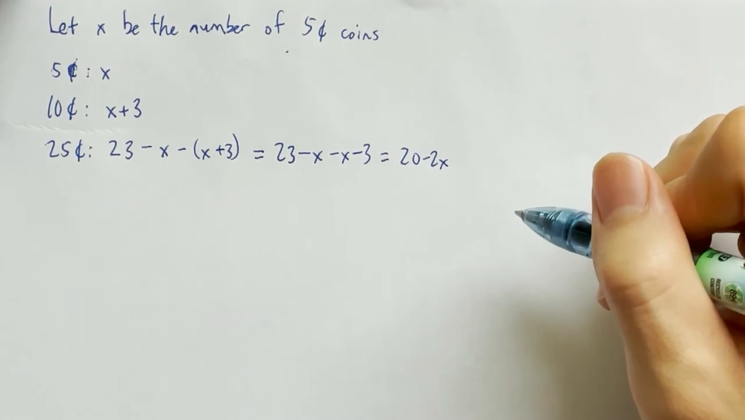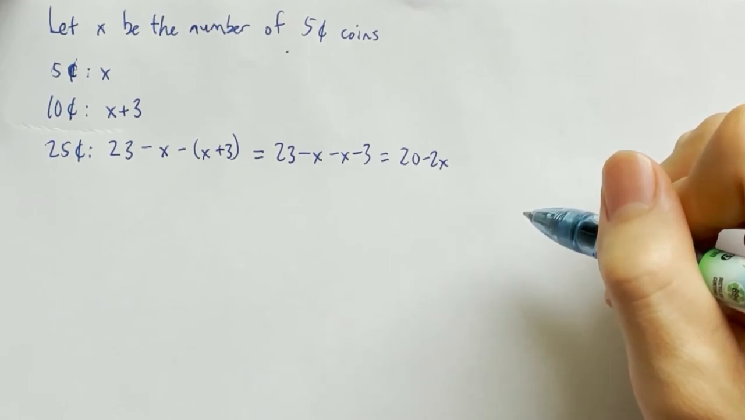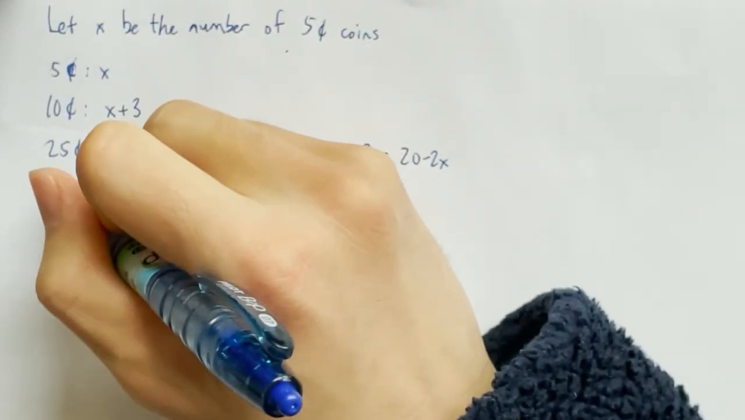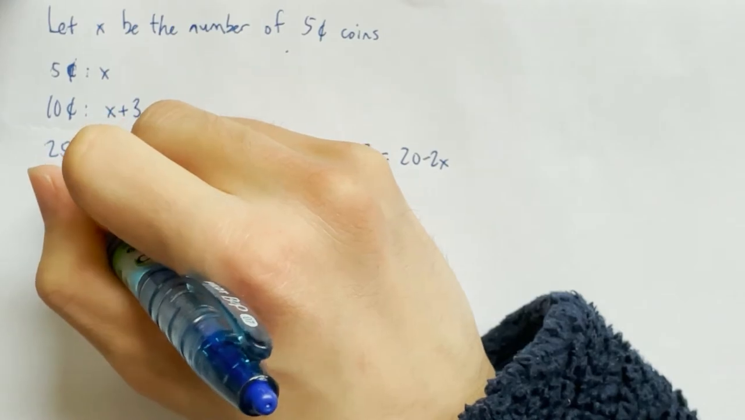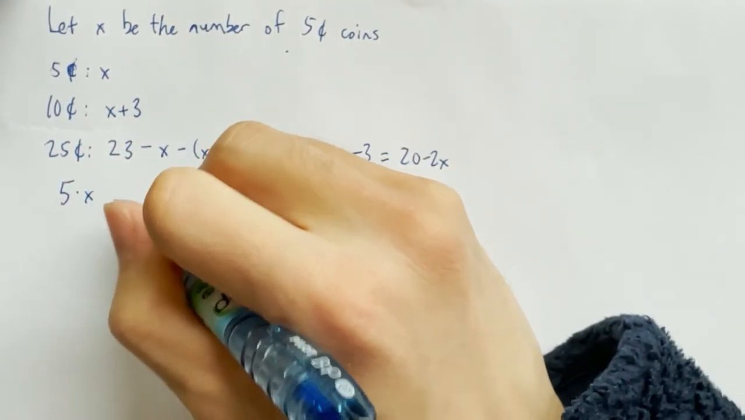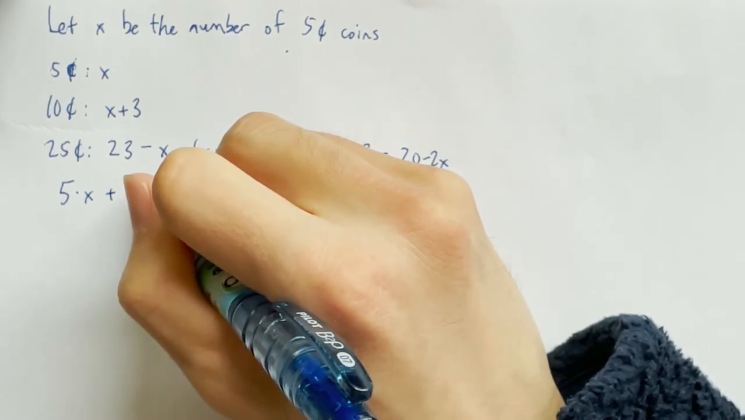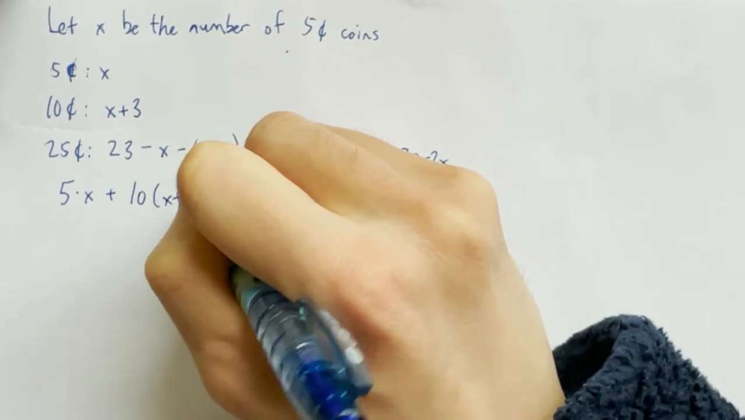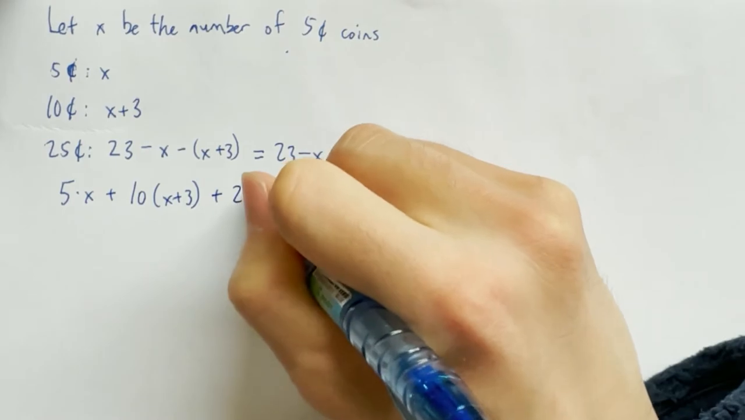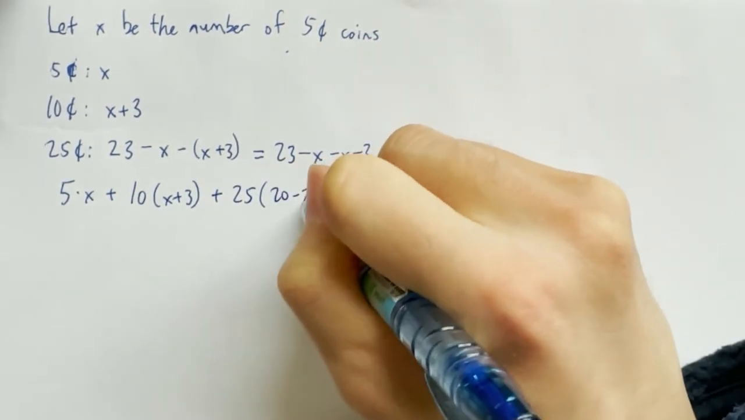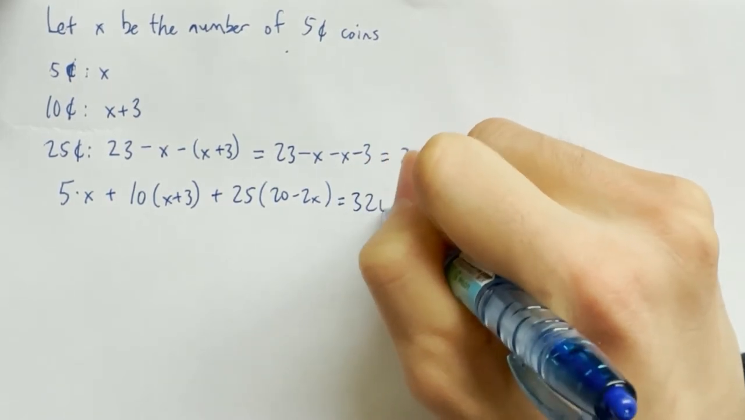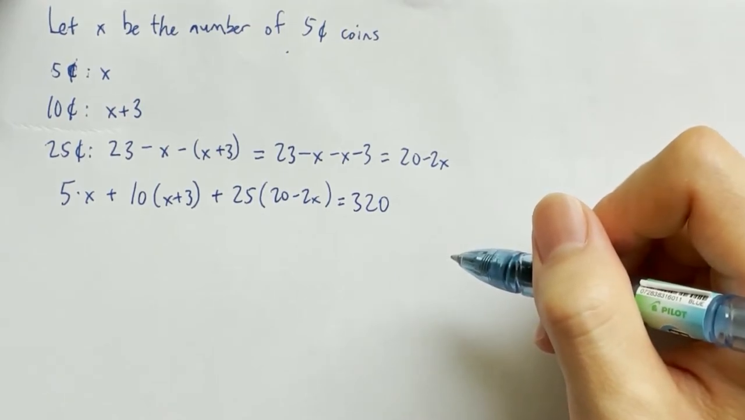Now, we need to come up with an equation using this variable. We're given one more piece of information, that the total value of the collection is 320 cents. So let's try to model that based on the information that we have from x. So we know that the total value of the 5-cent coins should be 5 times x, because that's the number of coins. And then we can add on the total value of the 10-cent coins, which is 10 times x plus 3. And similarly, we'll add on the total value of the 25-cent coins, which is 25 times 20 minus 2x. And now this should be the total value of all the coins, which equals 320, as given in the question. Now we have an equation.